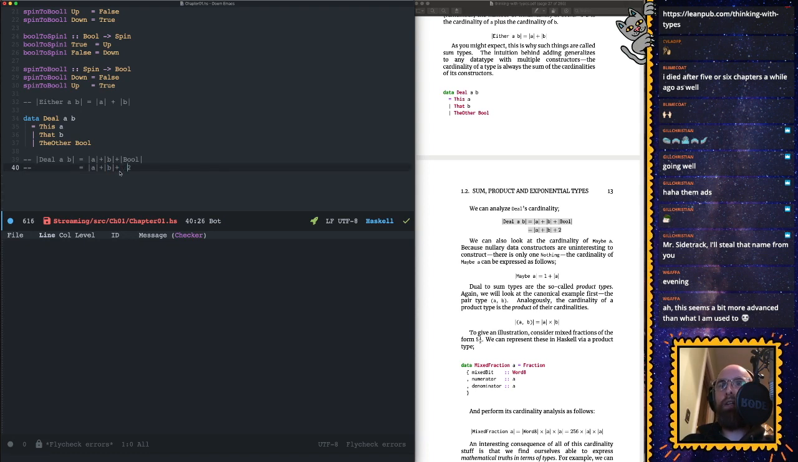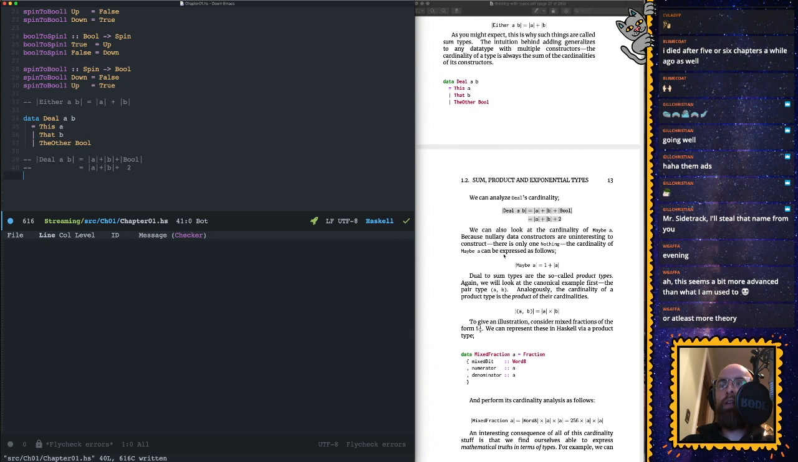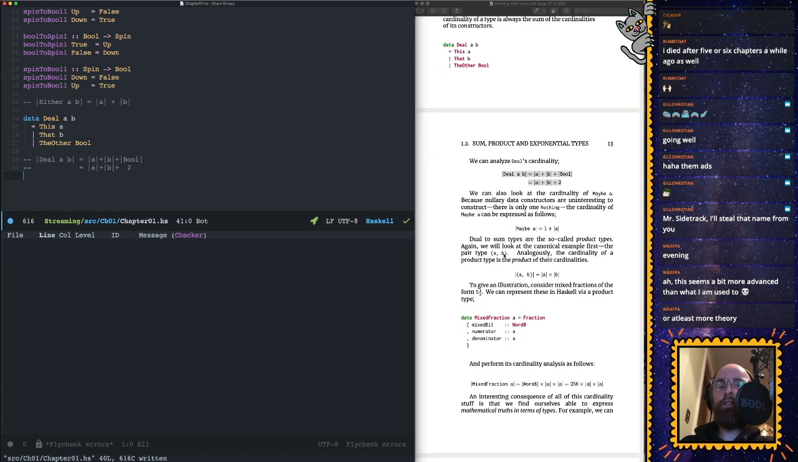Actually, I'll align it underneath. Okay, so that kind of makes sense so far. This seems a bit more advanced than what I'm used to, or at least more theory. I think you might, if you hold on a bit, because this stuff feels maybe a bit of theory, but there's some good examples of it in use, and then it'll make sense.